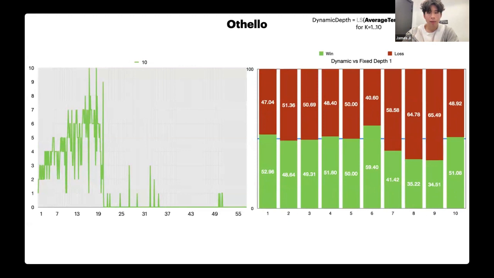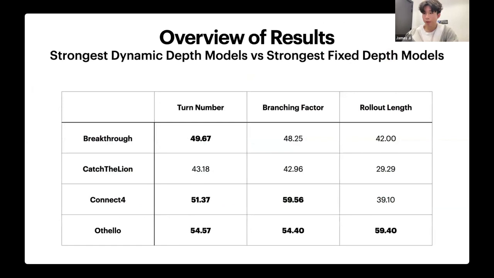So Hashline results aren't as good. For Othello, again, I think for this game, you can do any sort of dynamic depth adjustment and achieve quite strong results. As for an overview of the results, if we compare our strongest dynamic depth models against our strongest fixed depth models, these are the win rates we achieve.